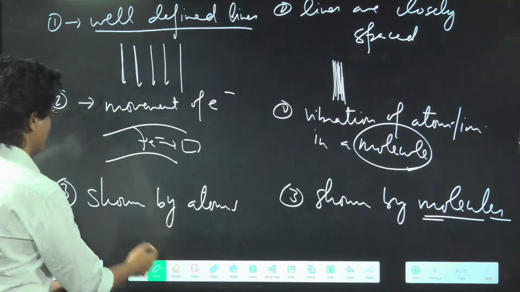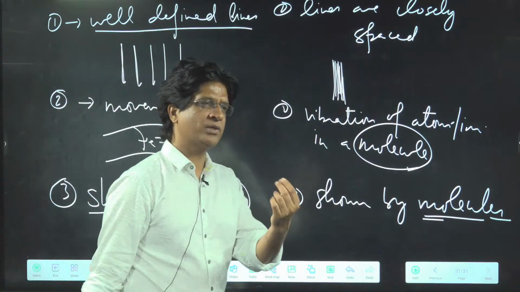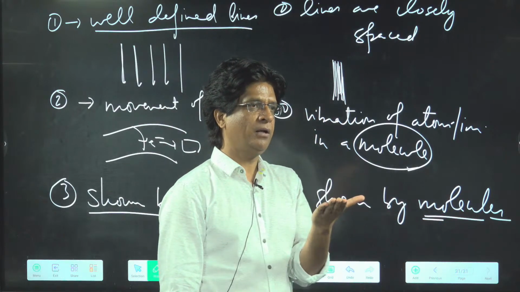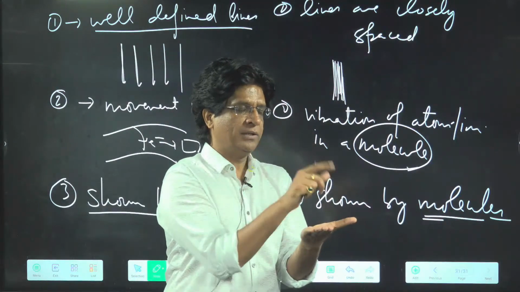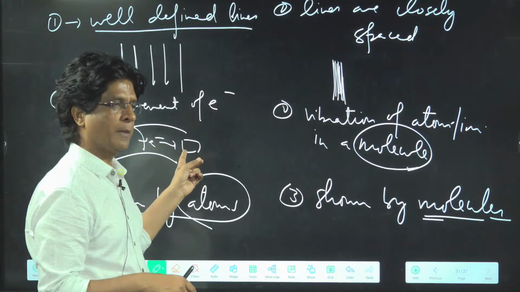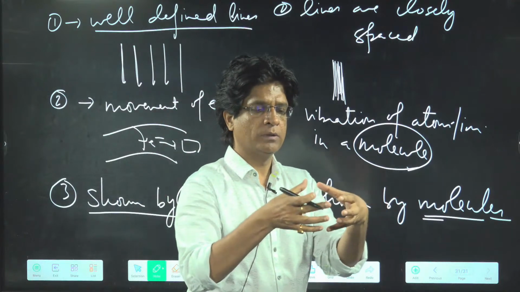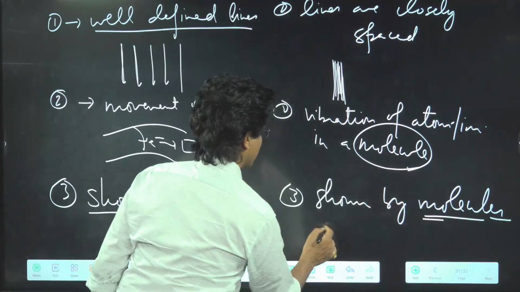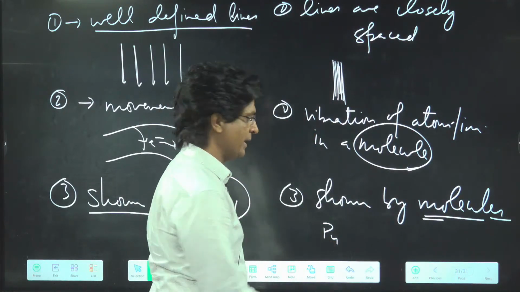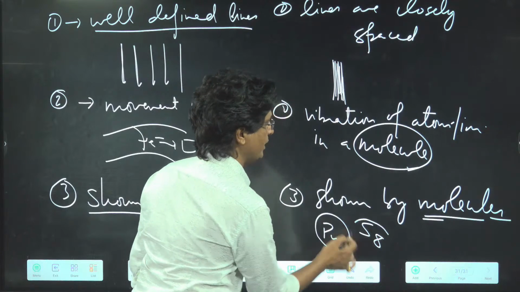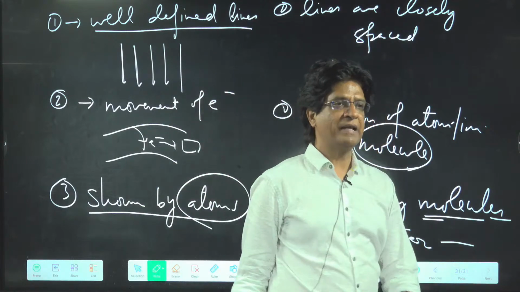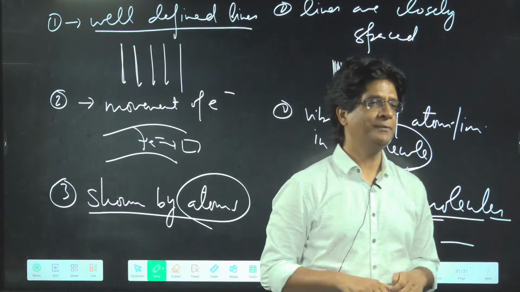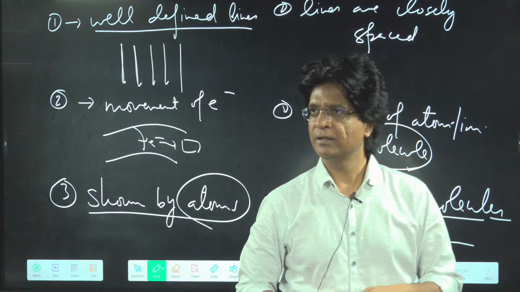Now for example, any discrete atom, like neon gas, any noble gas, or if you vaporize a metal so that metal atoms are formed, these atoms will give you a line spectrum. But if we are talking about molecules, like P4 or S8, CO2, all these will show you a band spectrum. Sure about it, everyone? So that will be the end of the lecture today.